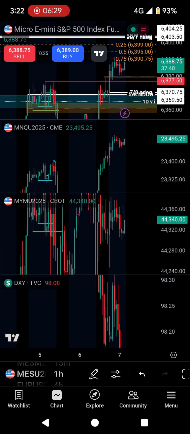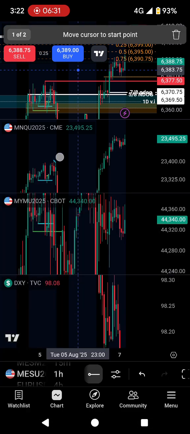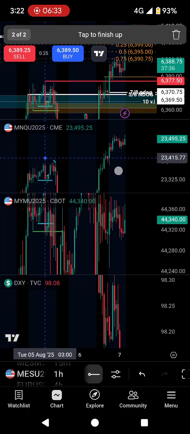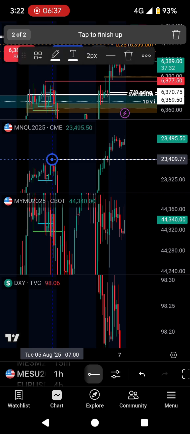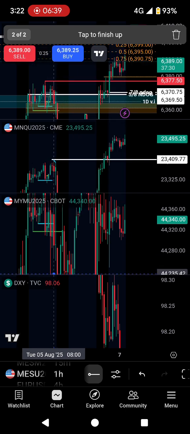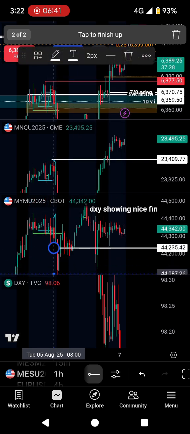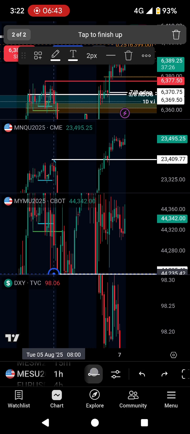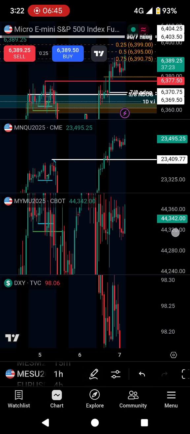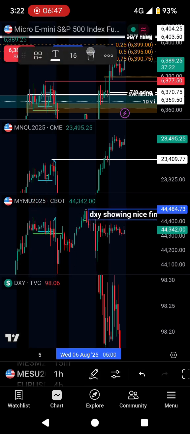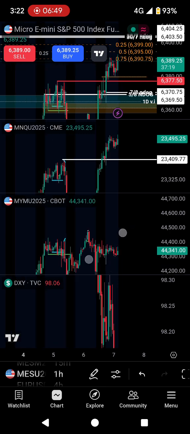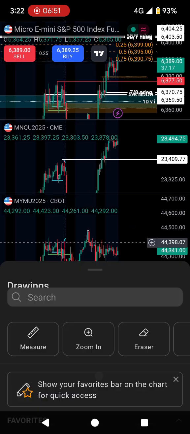Okay, as you can see, if we draw the same buy side here, Nasdaq is above it. Let's make the second one again. Okay, Nasdaq is above it, but let's see Dow. Okay, and but if you see Dow is not above it. Okay, Dow is not above it.